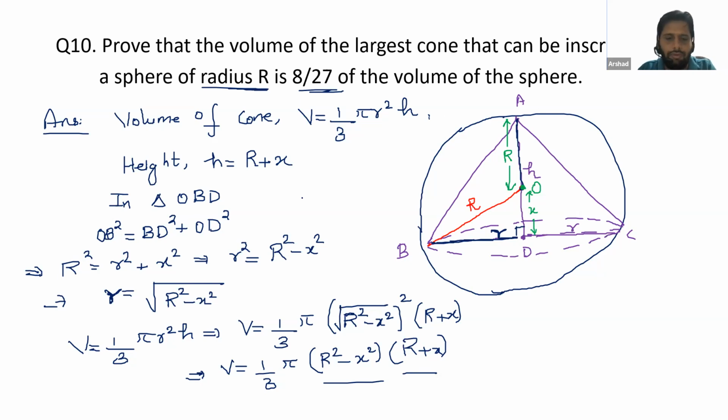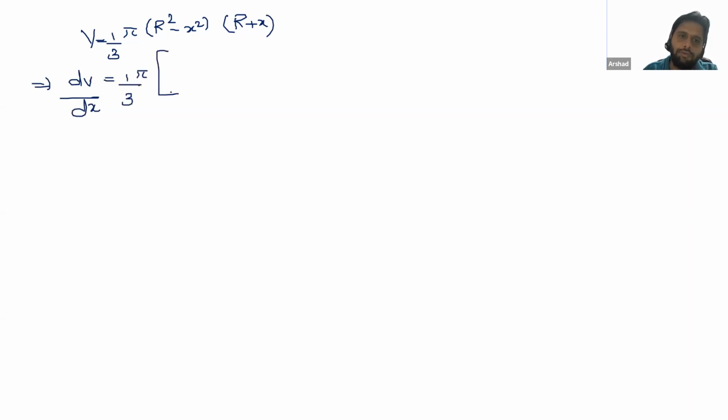Please check here. We need to start your test. V is equal to 1 by 3 pi, r square minus x square, r plus x. dv by dx, so this is equal to what? 1 by 3 pi is a constant. Apply the product rule. First function as it is. Very good, Atif. Next, differentiate the second function, r plus x, with respect to x, plus r plus x as it is. Differentiate the next function, r square minus x square.